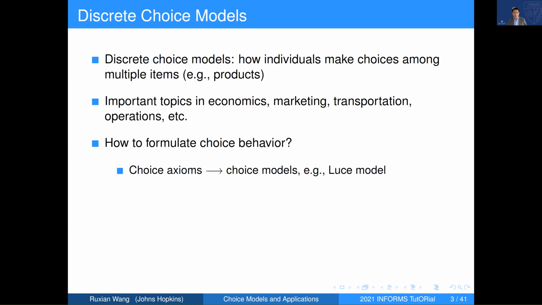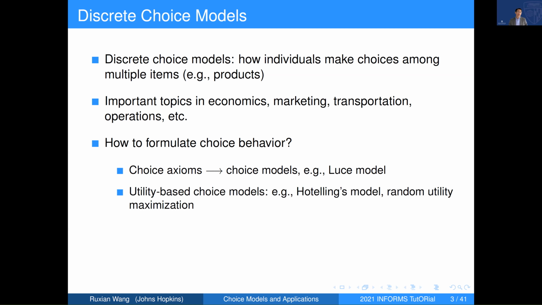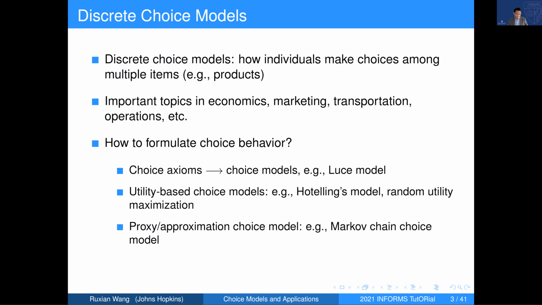Some researchers start with the choice axioms. They derive choice models, like the famous Luce model. Others consider utility-based choice models, for example, the Hotelling model or the random utility maximization-based choice models. Or we can use some existing models to approximate consumer choice behavior, like the Markov chain choice model. We often consider rationality or bounded rationality in the consumer choice process.